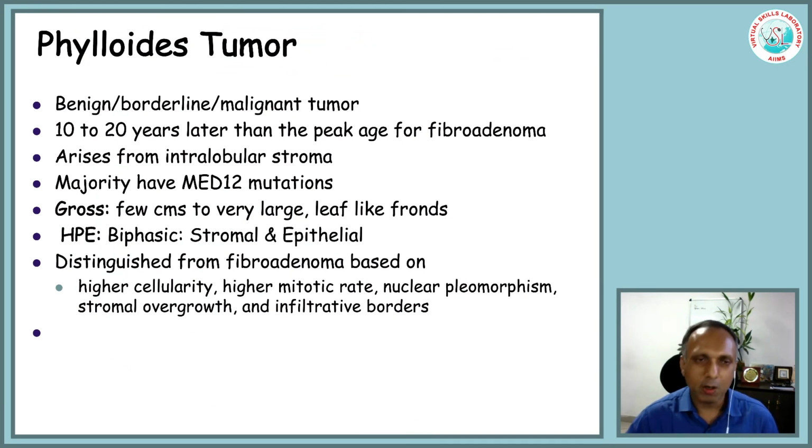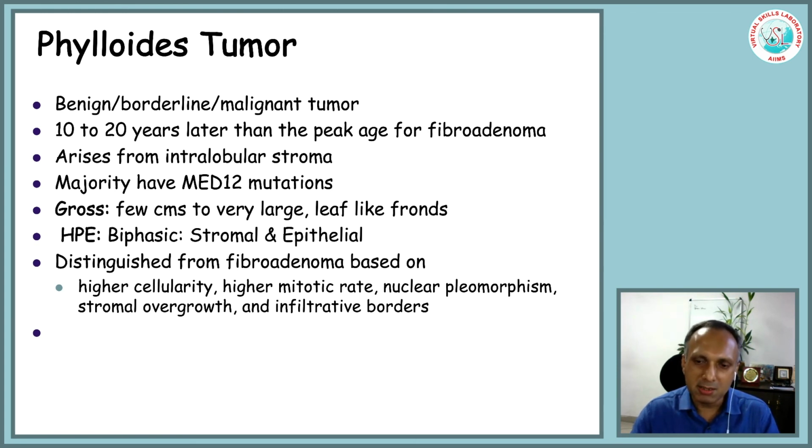Now coming to phylloides tumor, you can have three categories: benign, borderline and malignant. This characterization is done on the basis of many parameters. There is no single parameter which defines a tumor as borderline or malignant. So a typical benign phylloides tumor has a very well circumscribed margin and does not infiltrate into the surrounding breast.